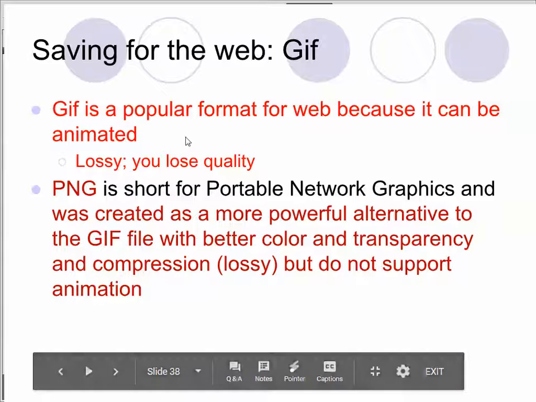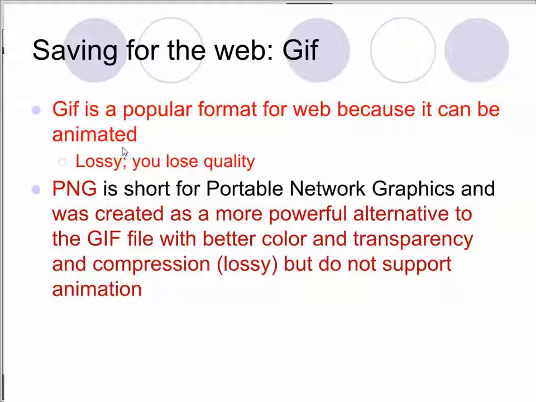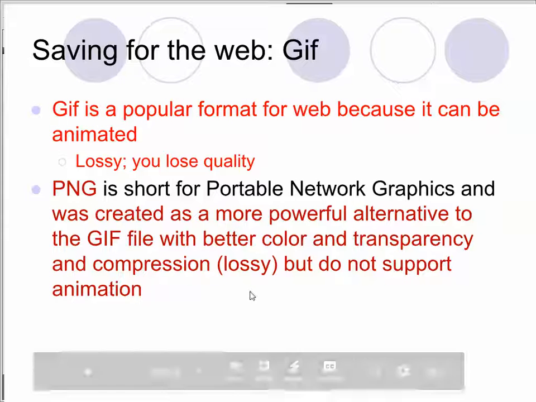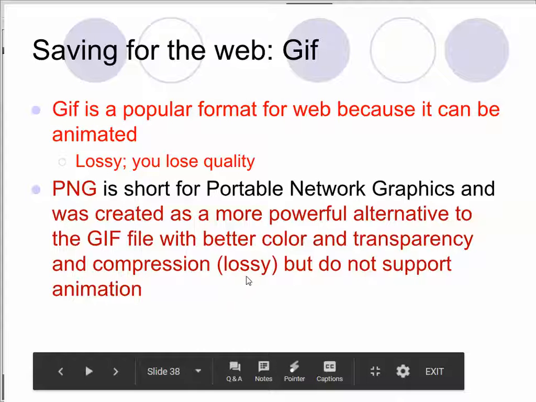Okay, so GIF is another popular format. You can animate it. So I'm sure you've seen animated GIFs online. A GIF is also lossy. You lose information and quality. PNG is another format that's good. It's portable graphics. And it's nice because there's transparency. With a JPEG, there's no clear background, it always has to be white, whereas with a PNG you can have a transparent background. PNG is also lossy usually.